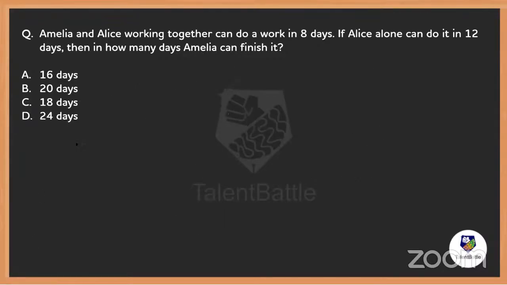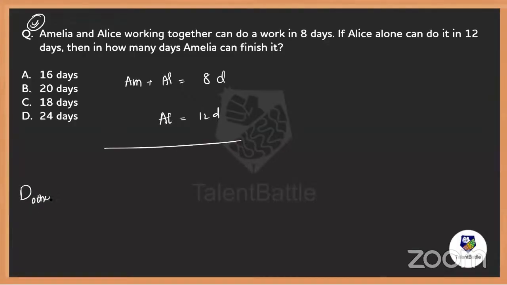Now, everybody, remember the shortcut: whenever we have such a question, where two people working together complete the work in some days and one single person completes it in some other days, and the question is how many days the other person takes to complete it alone, the shortcut is nothing but, everybody, any idea? Come on, quick. If you have any idea, you can share it.